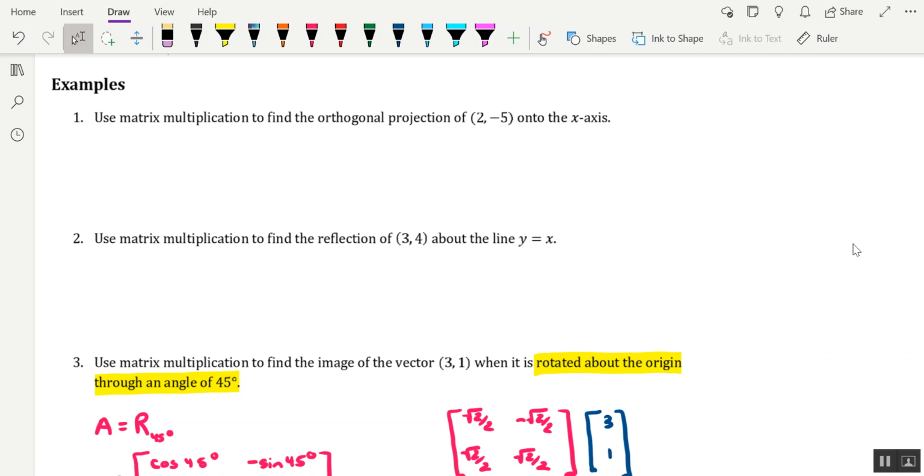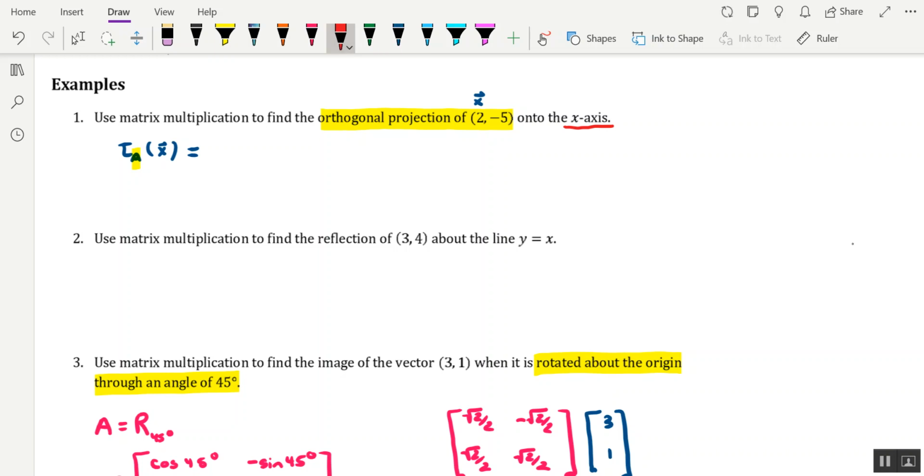Mr. C here, and what we're going to do in this video is use matrix multiplication to find the orthogonal projection of 2, -5 onto the x-axis. So basically, what we need to do is find T sub A of x, where our vector x has the coordinates 2, -5, and our standard matrix A is based on the one provided in the table dealing with orthogonal projection onto the x-axis.